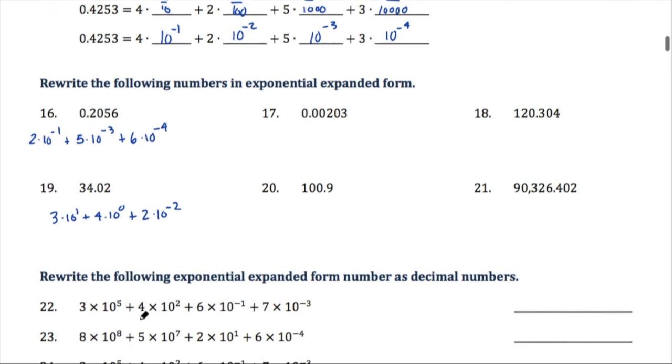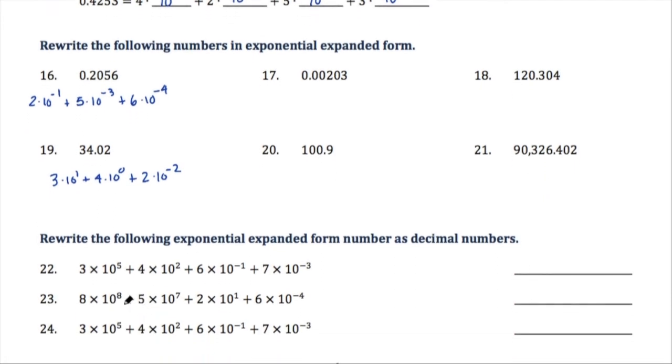Great. All right, so here's now a number written in exponential expanded form, and we're going to write it as a decimal number. So the best way is to start with our highest power, and so we have a 3 there, and it's 3 times 10 to the 5th. So this is in the highest place, and there are some missing numbers between 5 and 2, so we don't have anything in 10 to the 4th or 10 to the 3rd.